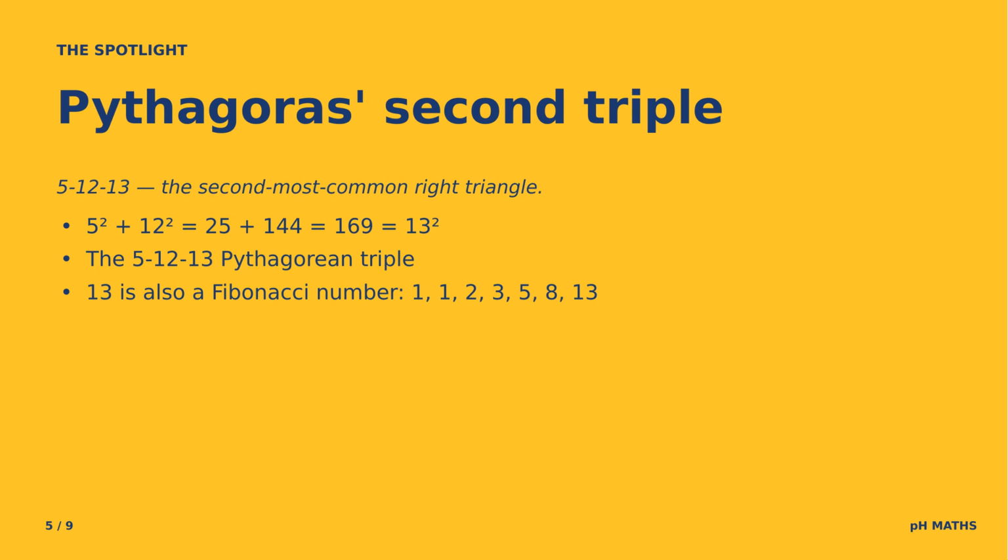Pythagoras' second triple: 5 squared plus 12 squared equals 25 plus 144 equals 169, which is 13 squared. So the 5, 12, 13 right triangle is the second whole number Pythagorean triple after 3, 4, 5. It shows up on non-calculator higher papers every year. Recognizing it instantly, instead of squaring and adding, saves you a full minute of working. 13 is also the seventh Fibonacci number, where the Fibonacci sequence first crosses into double digits.